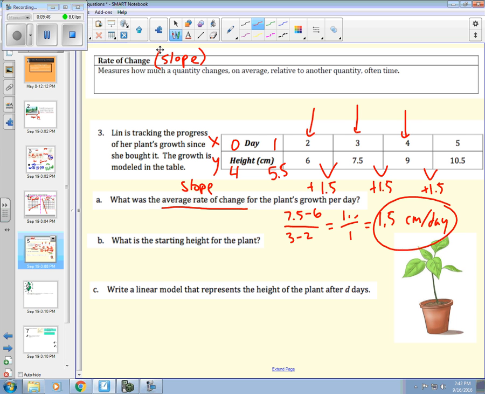Another way you could do that would be to take the first one you know here, 6, okay? We know the slope is 1.5 each day. We've got to go backwards 2 days. So take that and multiply by 2, and you'd get the same thing. 1.5 times 2 is going to be 3. And then 6 minus, oh, sorry.